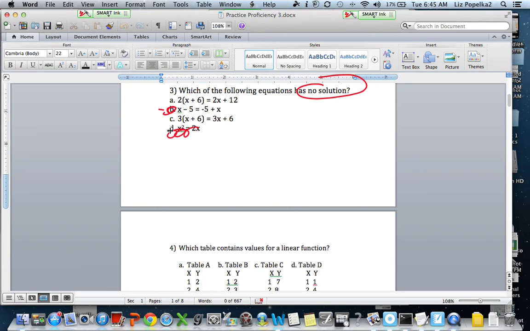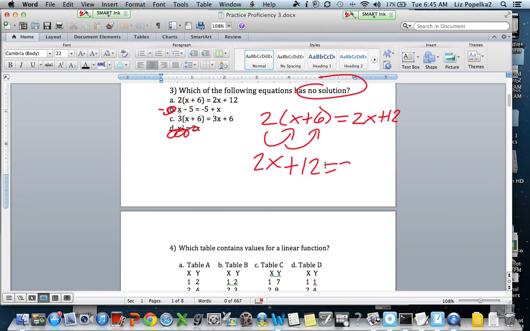Now I'm going to use my distributive property, just like I did in the last problem, to get rid of the parentheses in option A and see whether or not it ends up being misbalanced. So 2 times x is 2x, 2 times 6 is 12, so I have 2x plus 12. And then I've got 2x plus 12 on this side. Well, this isn't a mismatch. This is an exact match. So this one wouldn't be no solution.